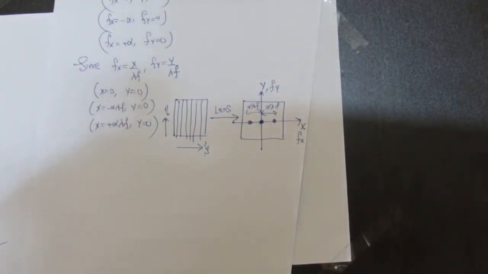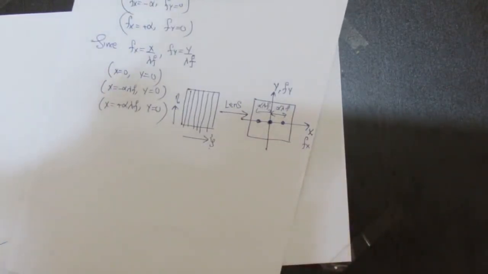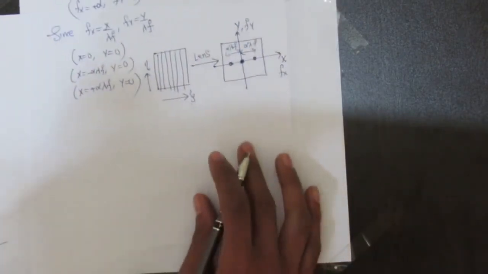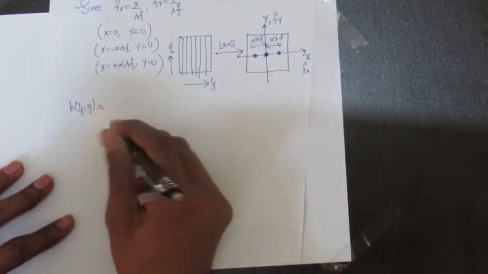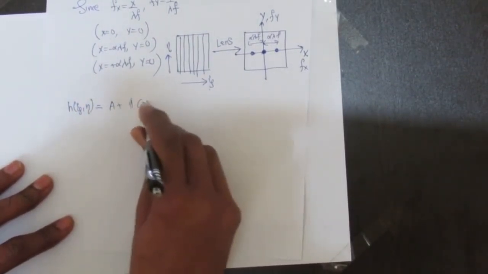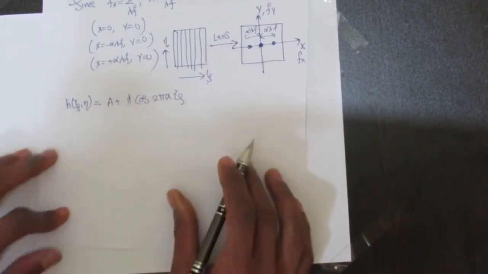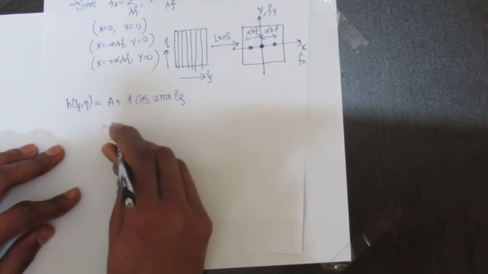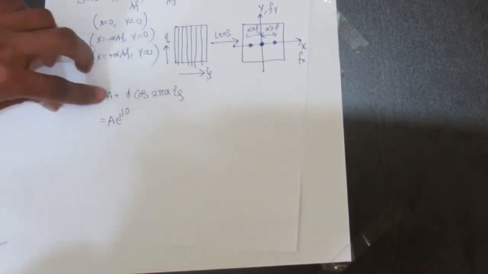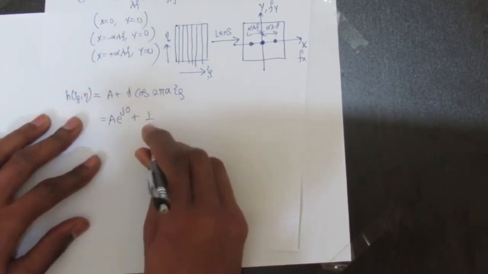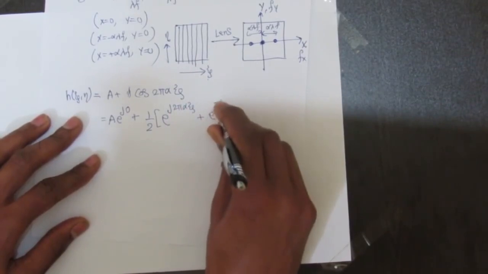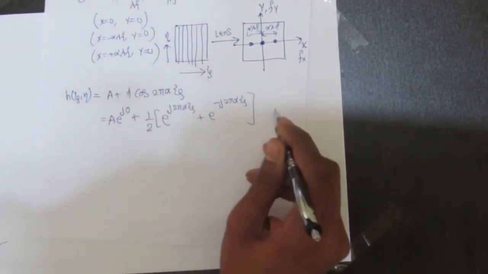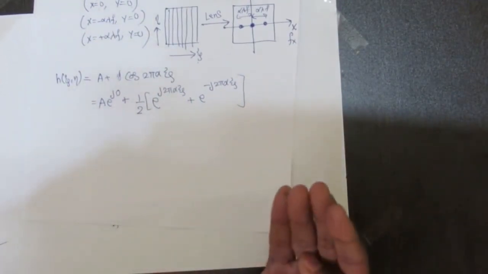Now let me give you another physical meaning of these three points. What is the meaning of getting these three points? What is the physical meaning? In the same example that I am discussing right now, you have h of zeta eta, which is given by a plus cos of 2 pi alpha zeta. This can also be written as a e to the power j 0, which is a, plus 1 upon 2 e raised to power j 2 pi alpha zeta plus e raised to power minus j 2 pi alpha zeta, using this Euler formula. So now let's see what is the physical meaning.